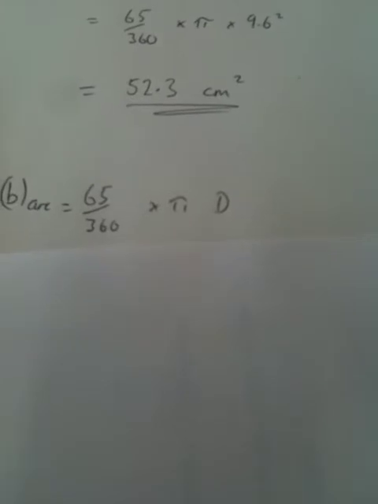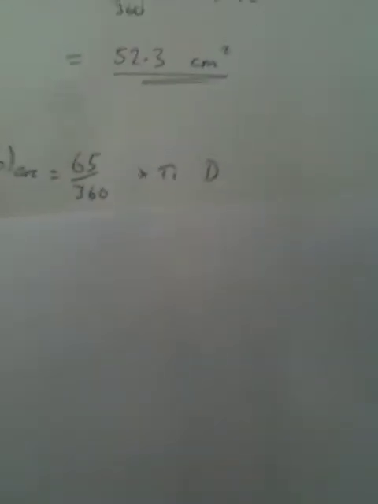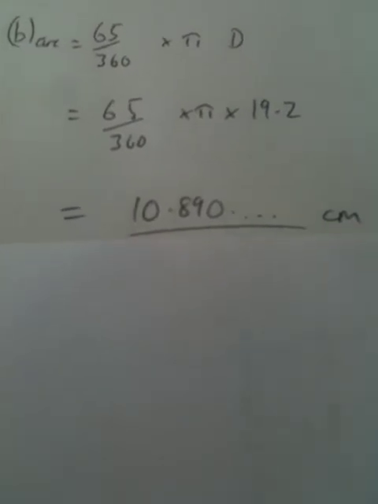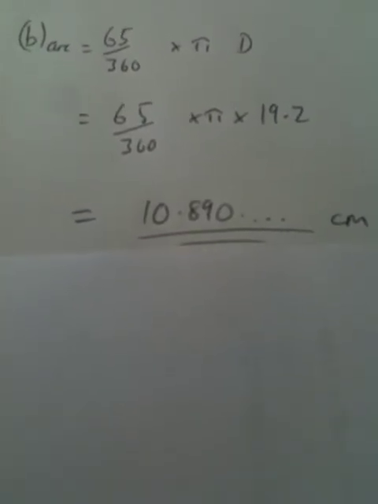Part B. Wants to know the length of the arc. Okay, so the length of the arc is this part here. So the formula for the circumference of a circle is pi times diameter. Remember, diameter is double the radius. And we just want 65 360ths of that circumference. So 65 over 360 multiplied by pi multiplied by 19.2, which comes out as 10.890, etc.